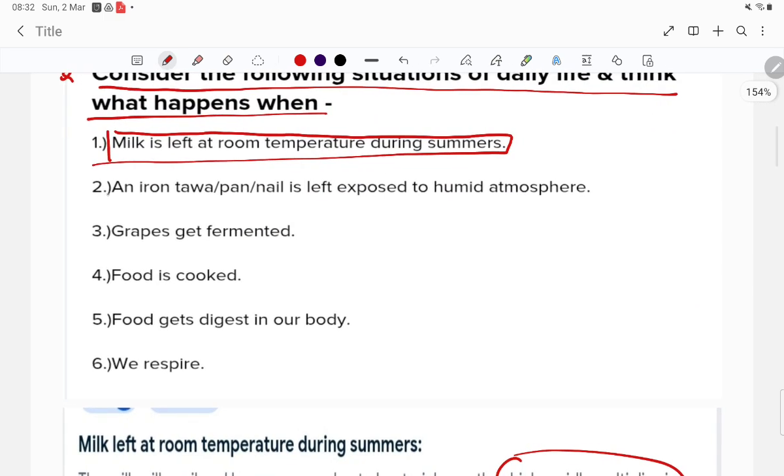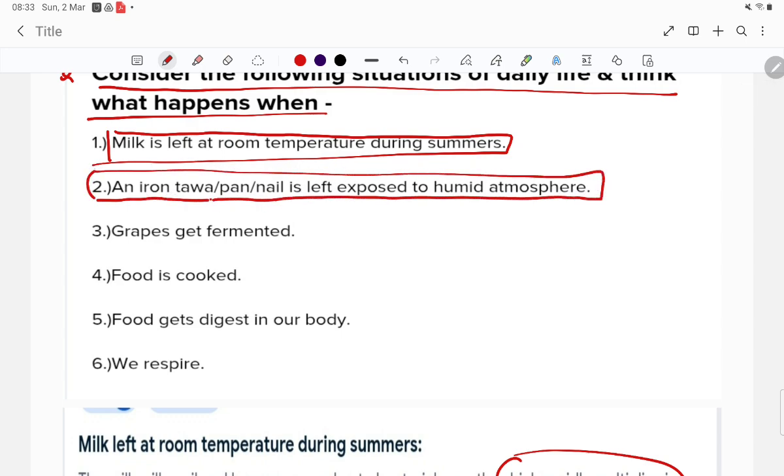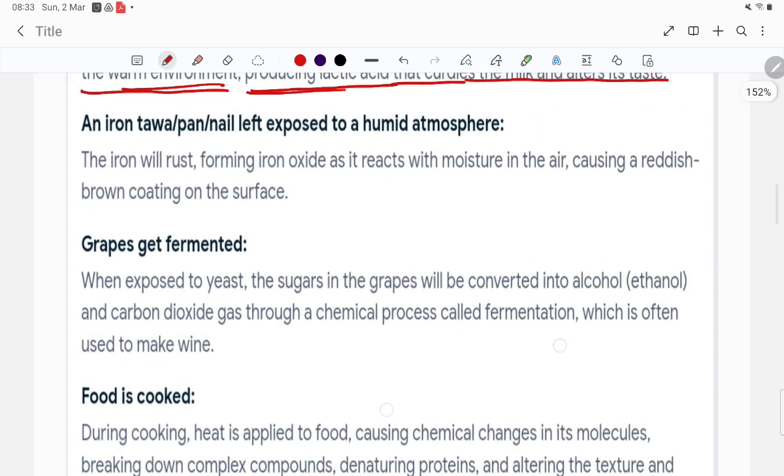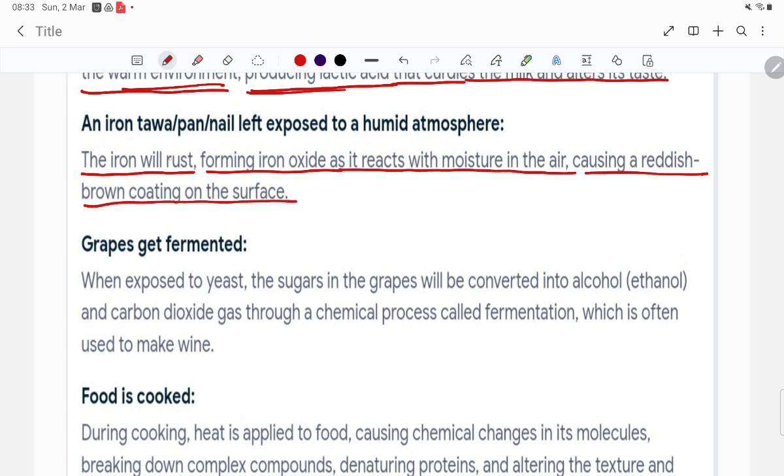Now the second one: an iron tawa, pan, or nail is left exposed to the humid atmosphere. So what will happen, student? Corrosion will take place. The iron will rust, forming iron oxide as it reacts with moisture in air, causing a reddish brown coating on the surface. That is what is called rusting.